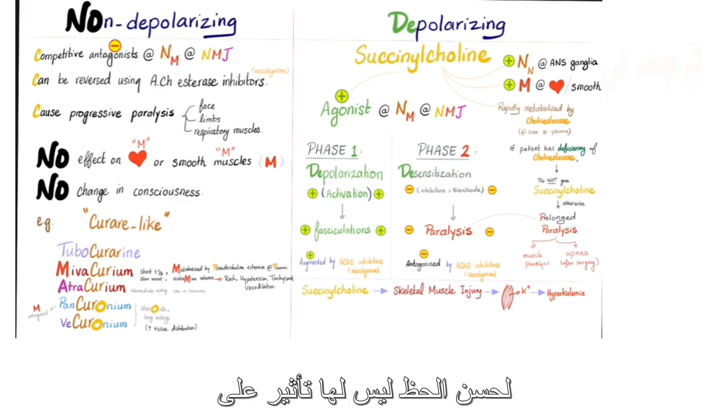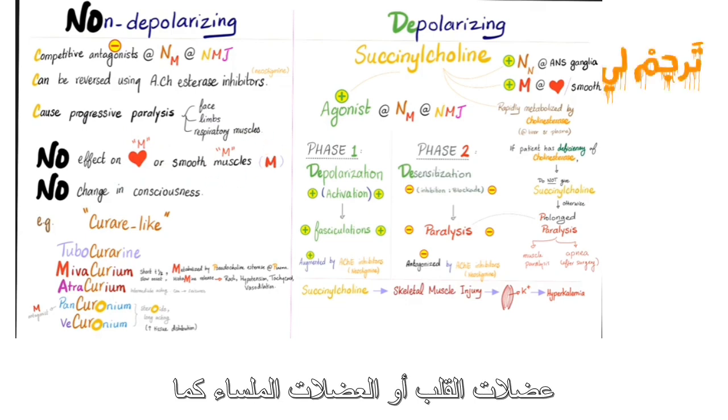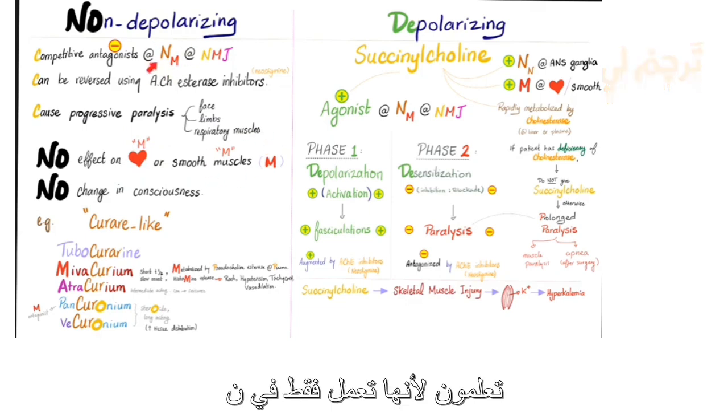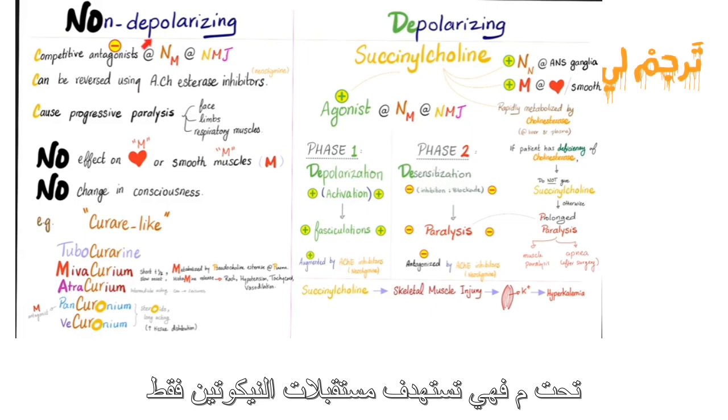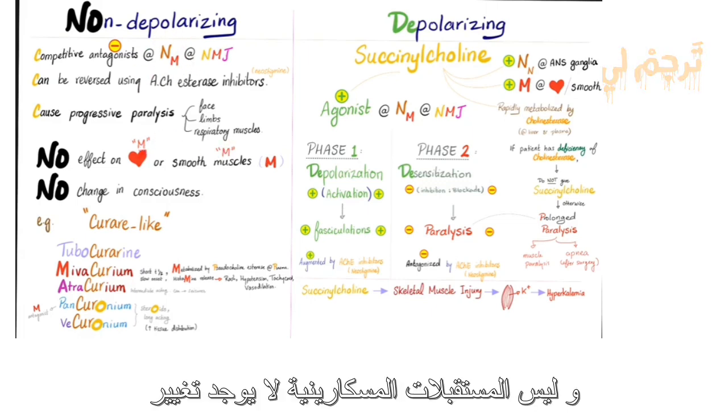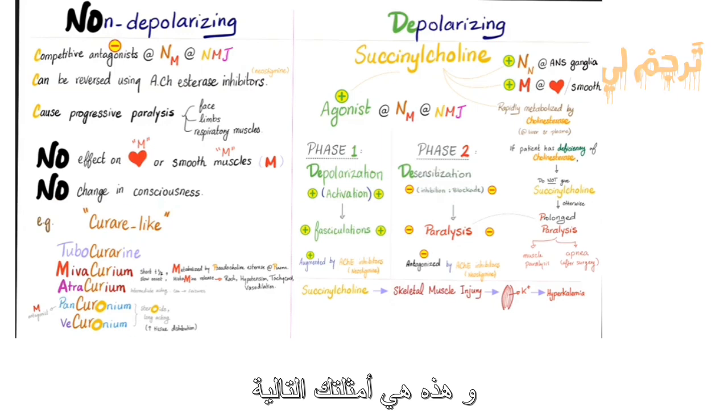Lucky for us, they have no effect on cardiac muscles or smooth muscles. You know why? Because they only work at N sub M. They only target nicotinic receptors, not muscarinic ones. There is no change in consciousness. And these are your examples.